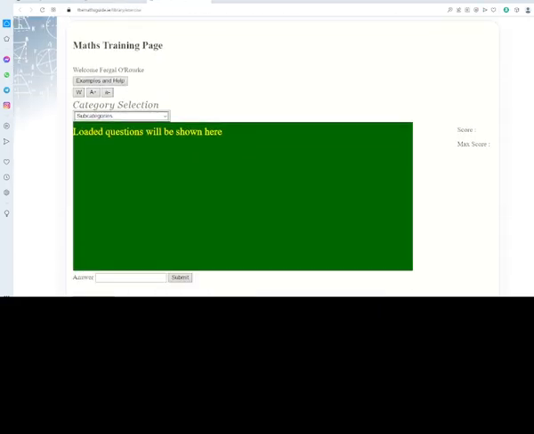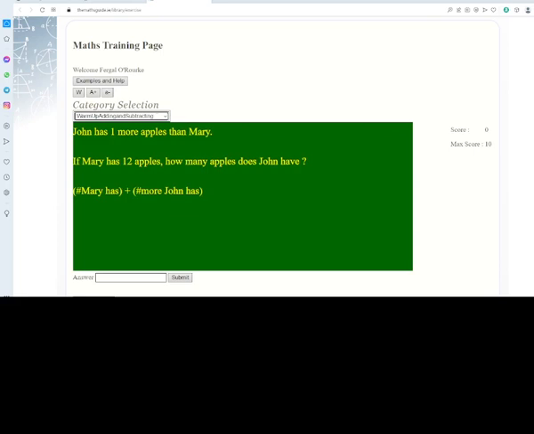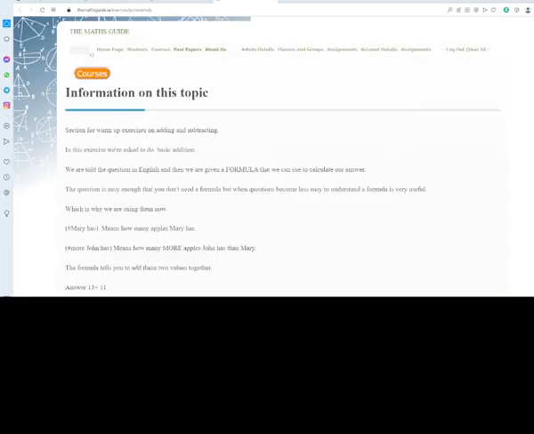So this is the maths training page. This is me, my name, and here are the questions that I need to answer. So warm up, adding and subtracting. John has 1 more apples than Mary. If Mary has 12 apples, how many apples does John have? Well, just to show you what the situation is here, we don't really need to go into it for this question, but we might want to look at examples and help.